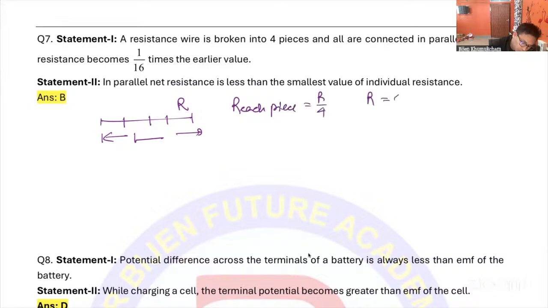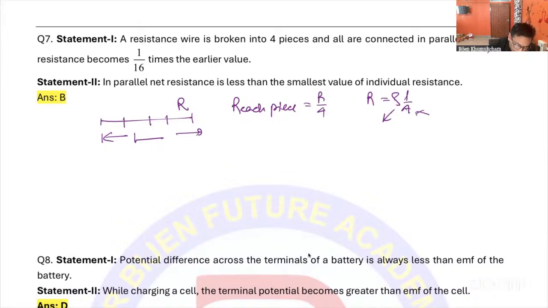Because resistance is equal to rho L by A. For the same material and same temperature, resistivity is constant. By simply cutting the wire, the area will not change. Obviously, length will become 1 by 4. So as length becomes 1 by 4, resistance will also become R by 4. So each piece's resistance is R by 4.